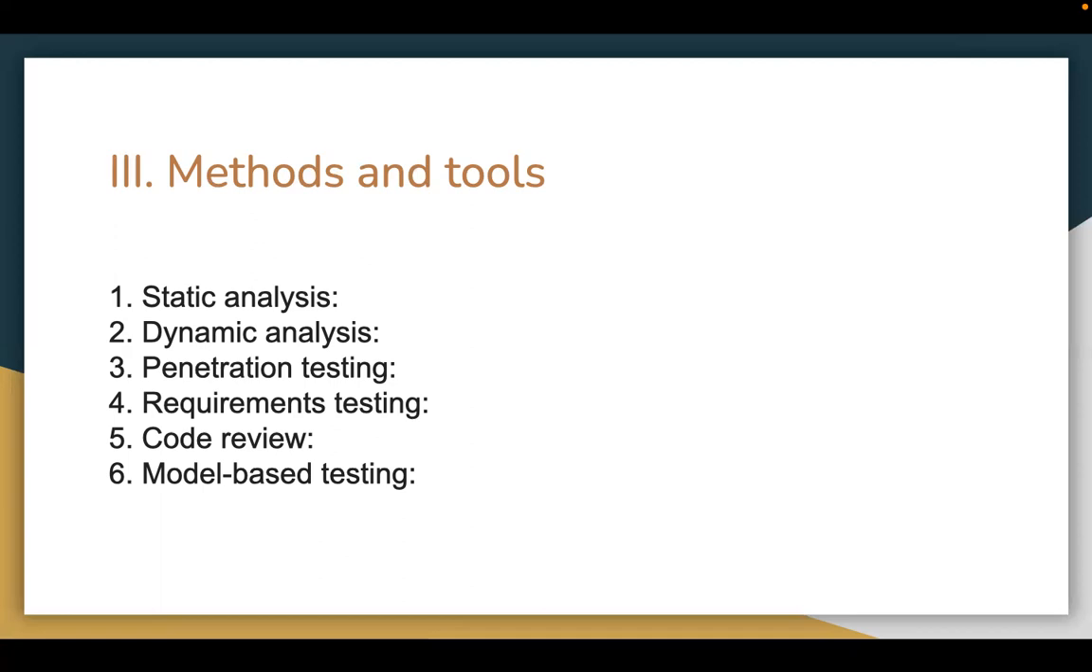The next method and tools is dynamic analysis. Dynamic analysis involves analyzing the behavior of the software while it is running to identify potential issues or vulnerabilities. Tools that can be used for dynamic analysis include Valgrind, Purify, and AFL.